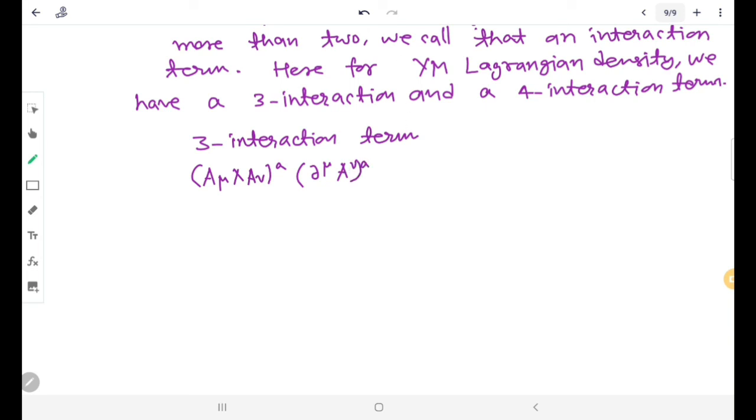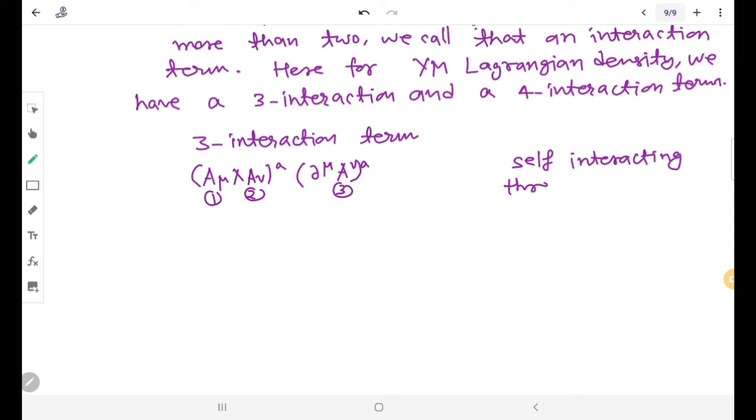So it is very clear from here: 1 field, 2 field and 3 field, and all the 3 fields are the same. That means all are A fields, A mu fields, A nu fields. They are all of the same nature. So here we have 3 terms. This is the interaction term, that is for sure, and we have the same field here. So it is called self interaction. When we have the same field, then we call it self interaction.